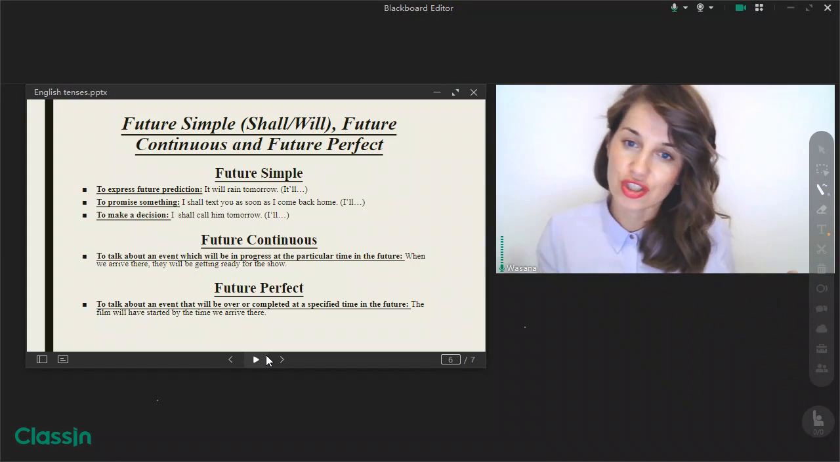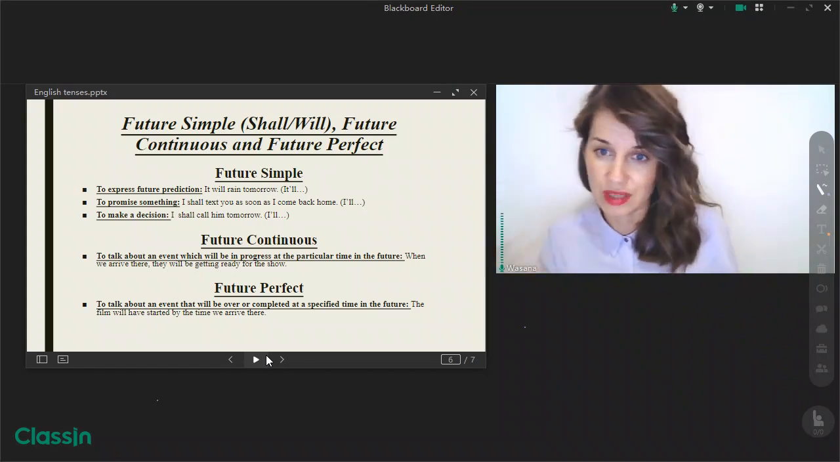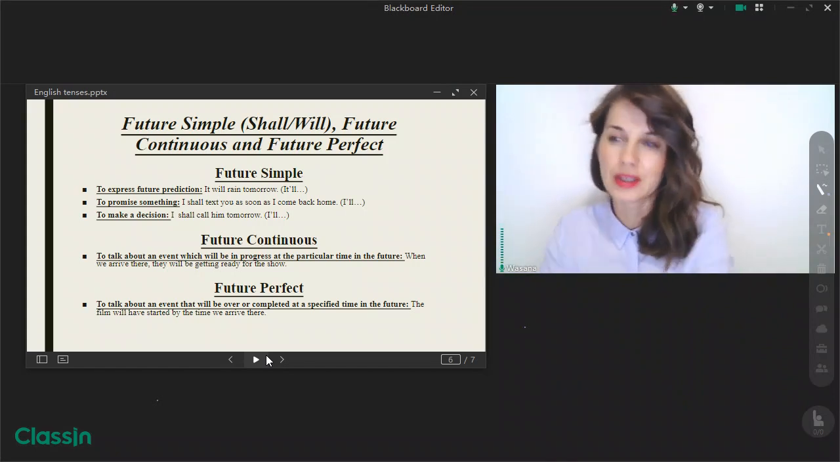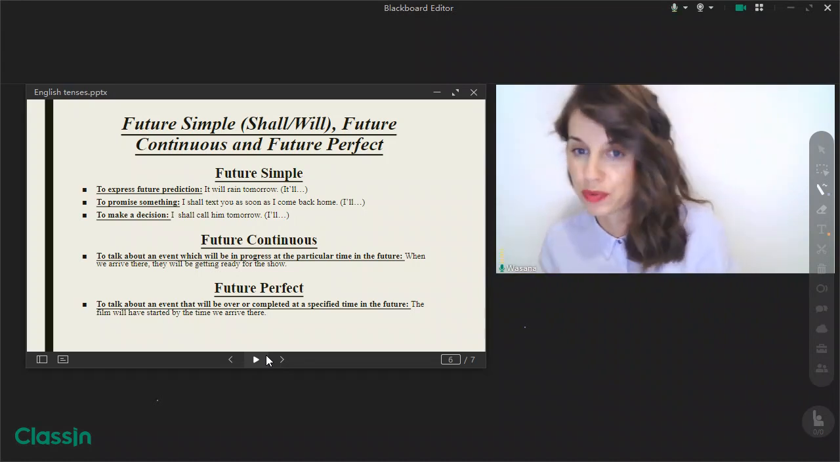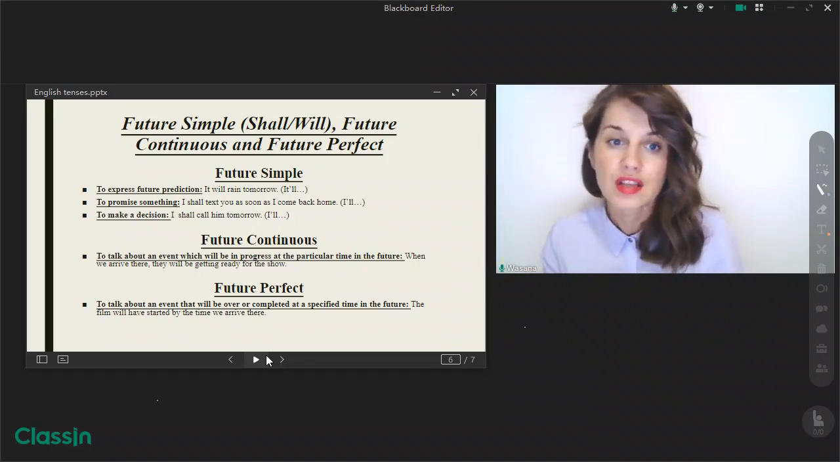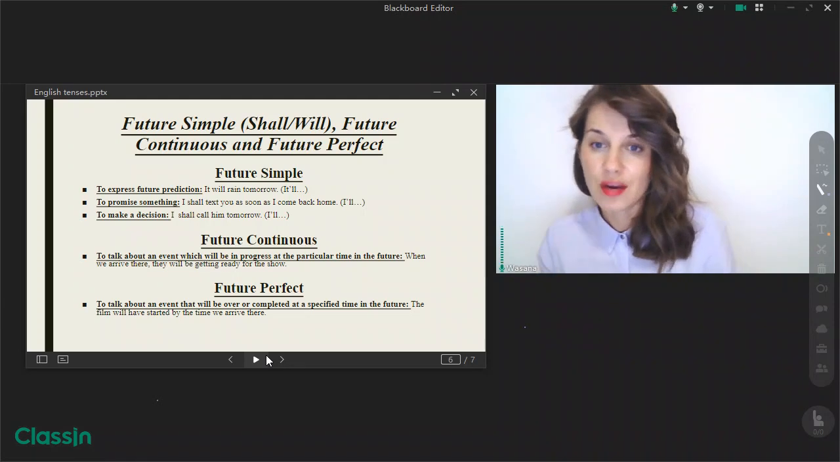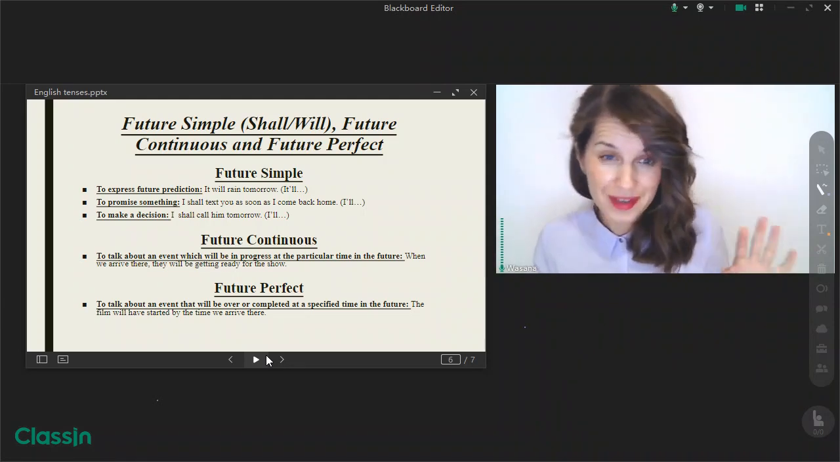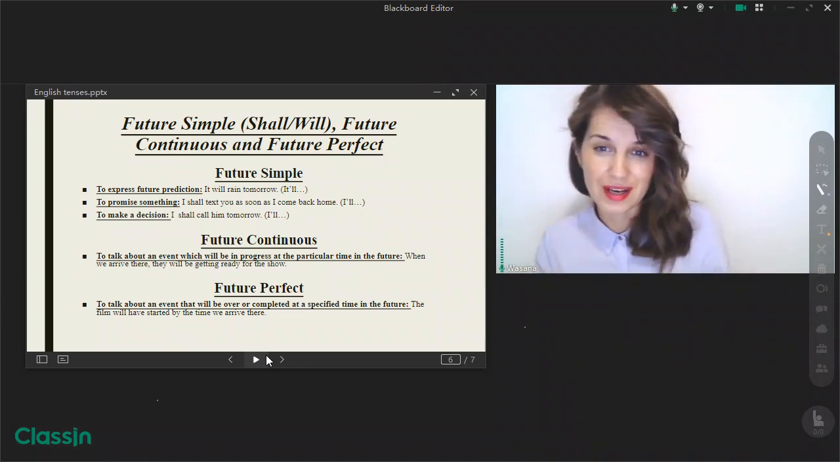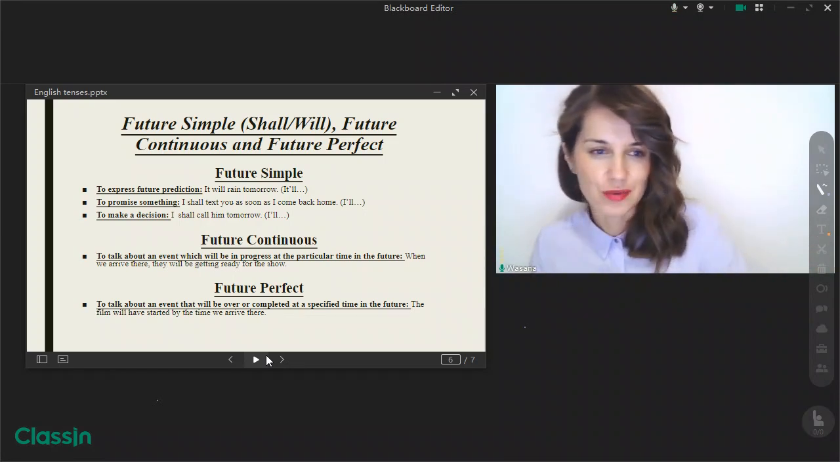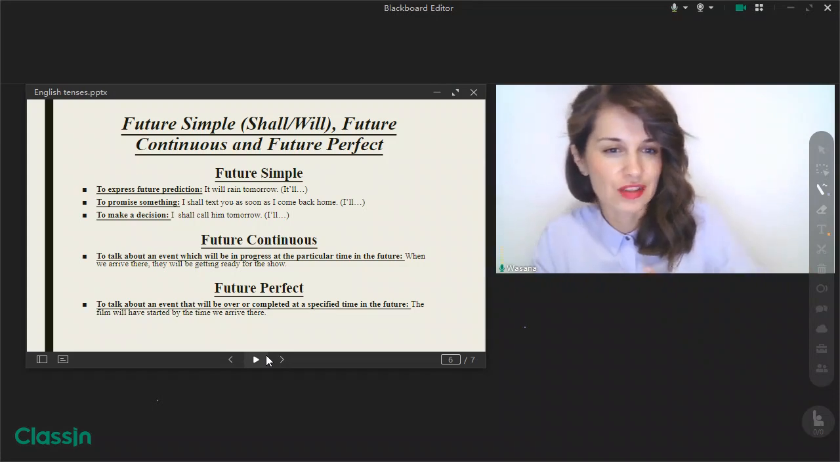My dear students, shall is traditionally used with I and we, and will is getting more and more popular these days and more common. So don't be surprised. I will, we will, it's more modern, and I shall or we shall, it's more traditional. It depends on your personal preference when it comes to expressing yourself in the English language.